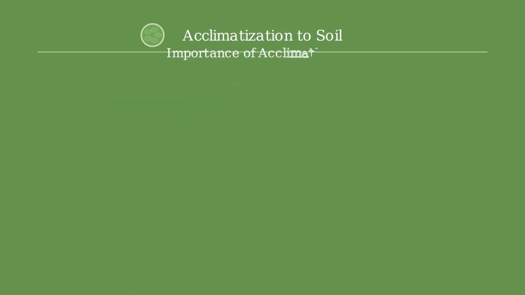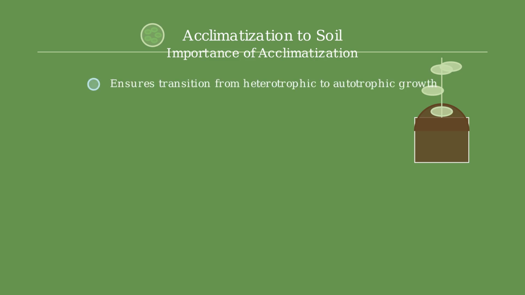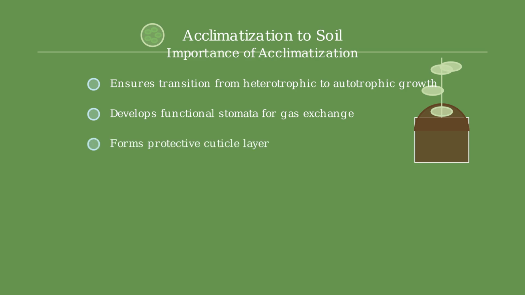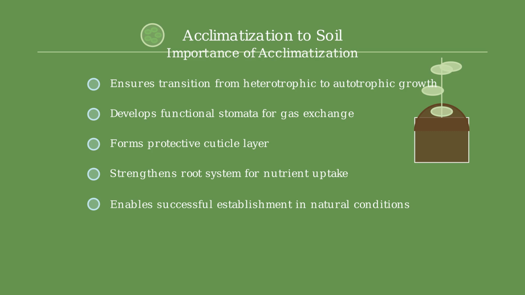Proper acclimatization ensures plants can successfully transition from controlled lab conditions to natural environments. During this process, plants shift from heterotrophic to fully autotrophic growth. Functional stomata develop for normal gas exchange. Plants form a protective cuticle layer to prevent water loss. The root system strengthens for efficient nutrient uptake from soil. All these adaptations enable the transformed plants to establish successfully in natural growing conditions.